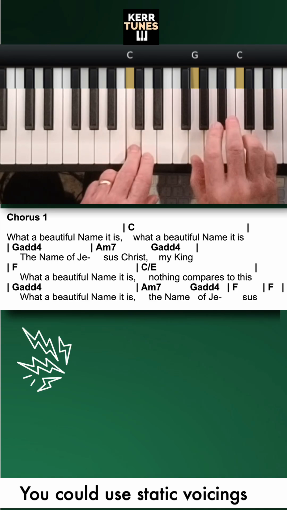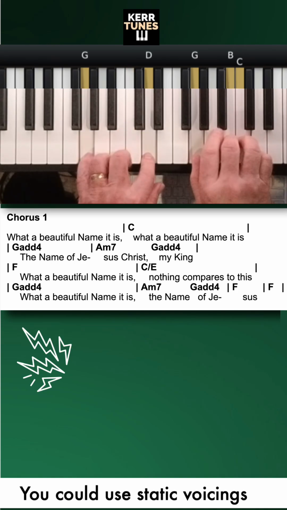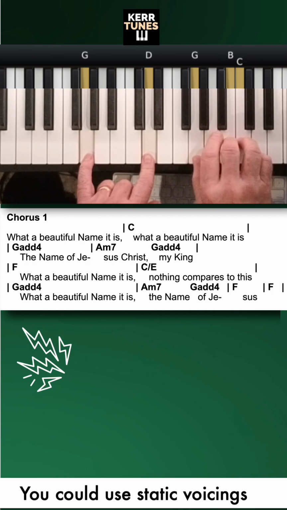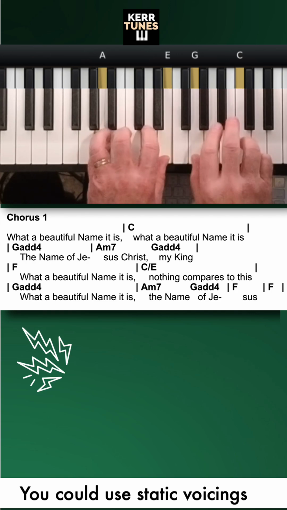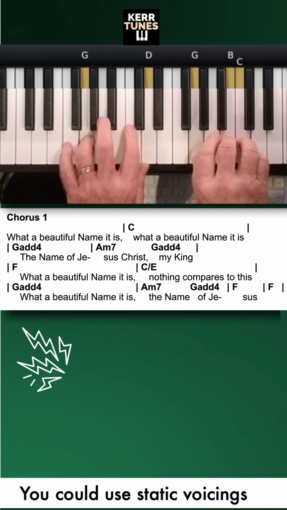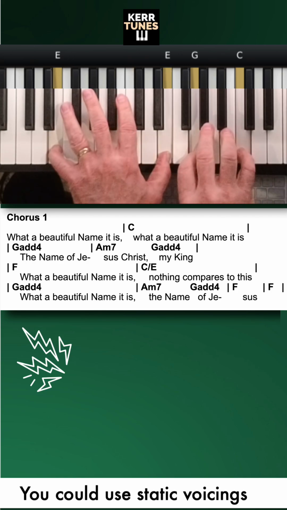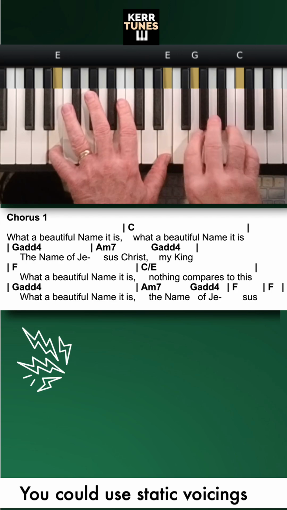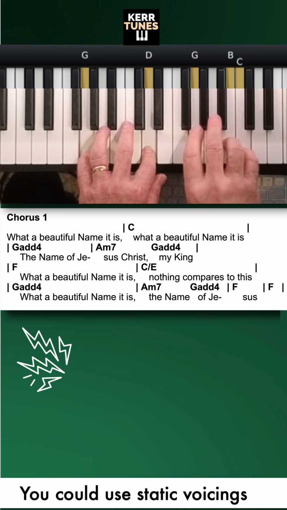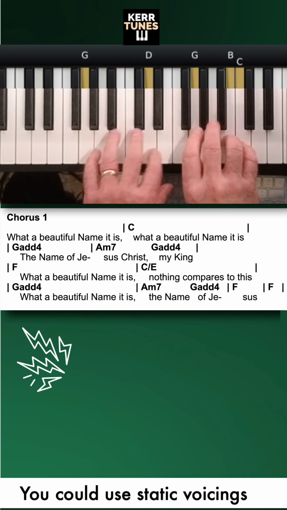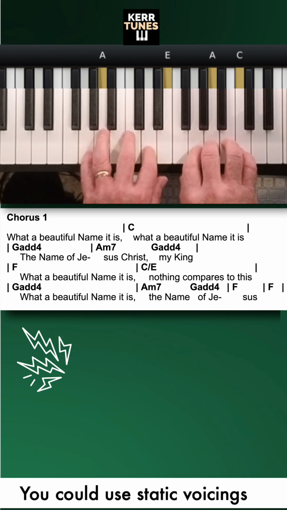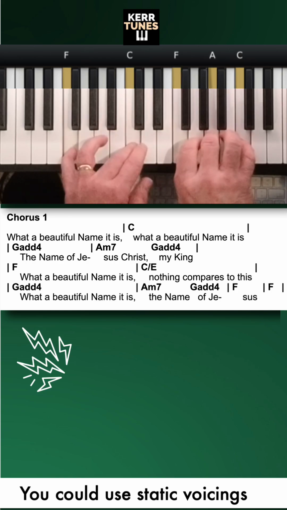That's the C with no third. G add 4. The name of Jesus, A minor 7, G add 4. F, C over E. Pinky hasn't moved. A minor 7. And F for 2 bars.